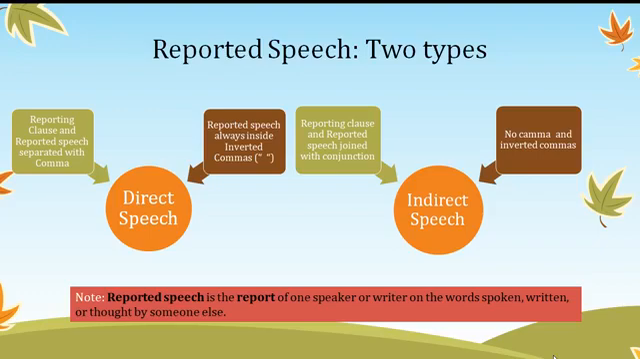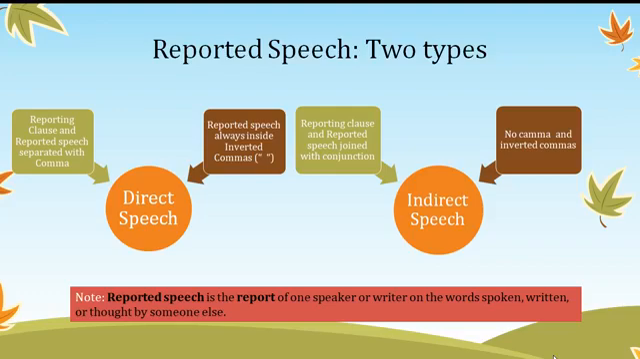So what I mean is, for direct speech there must be two things. One is the reporting clause and the reported speech separated with a comma. Another thing that must be there is that the reported speech is always inside inverted commas. When these things are present, then this is known as direct speech of the reported speech.